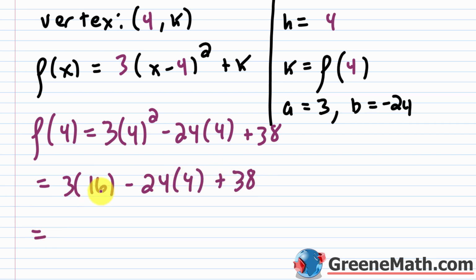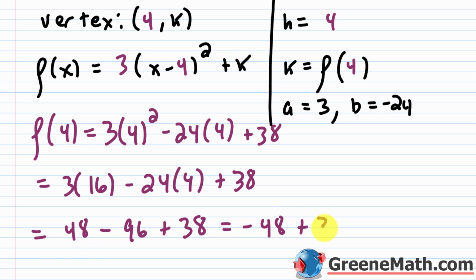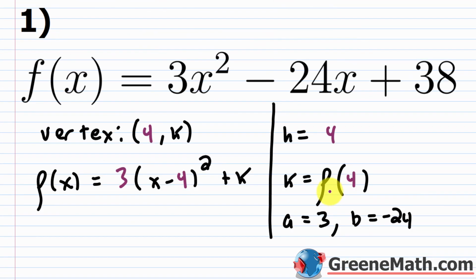Well, what is 3 times 16? That is going to be 48. And then minus 24 times 4, that is 96. And then plus 38. Well, 48 minus 96, that's going to be negative 48. And then you have plus 38. So this becomes negative 10. So your k, which again is f of 4, is going to be negative 10.